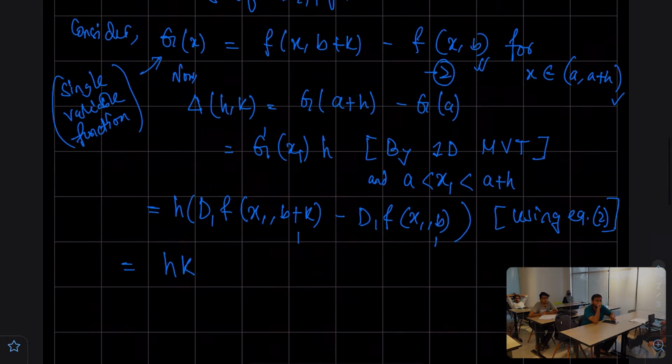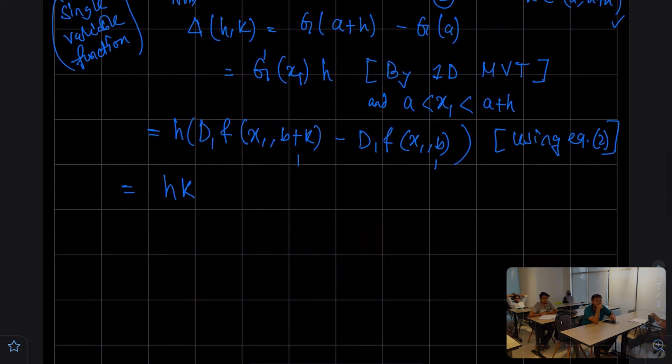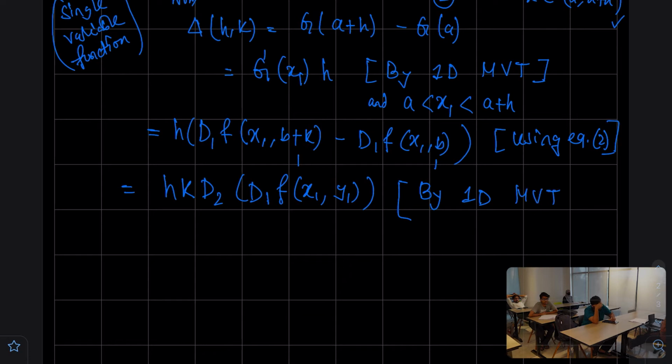So for my case, it is the left down corner. So this is d2 of d1 f, and I will call it x1, y1, by the 1D mean value theorem again, and y1 is in between b and b plus k.